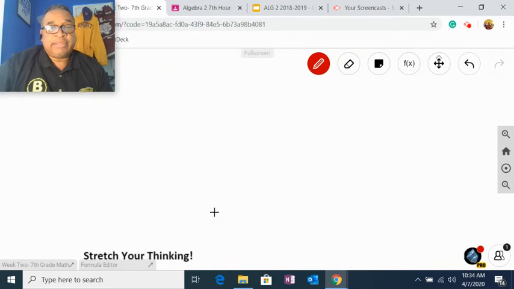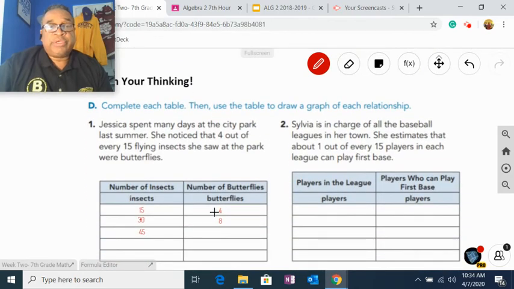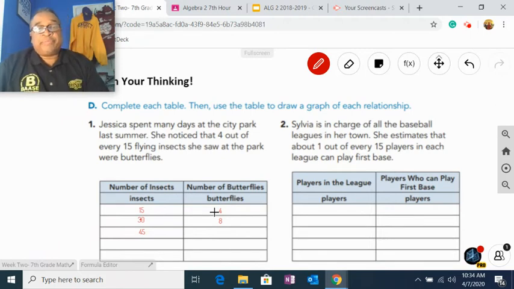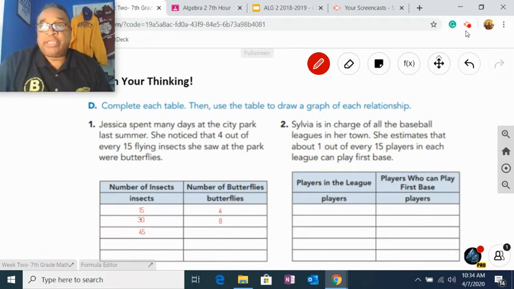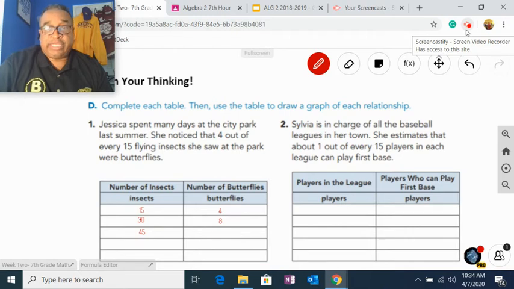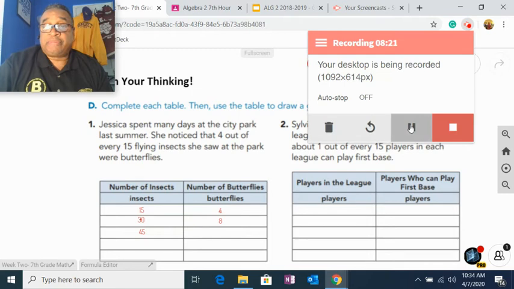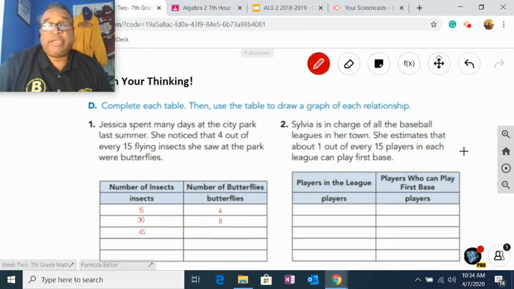And then let's go down here to this table here, and we're going to jump right in and look at completing the table and then drawing a graph from that completion. So it's telling me that Jessica has spent many days at the city park last summer. She noticed that 4 out of every 15 flying insects she saw at the park were butterflies. So for every 15 insects, there were 4 butterflies.